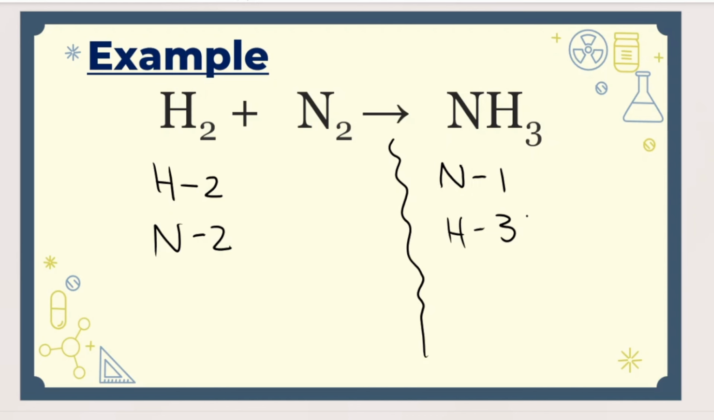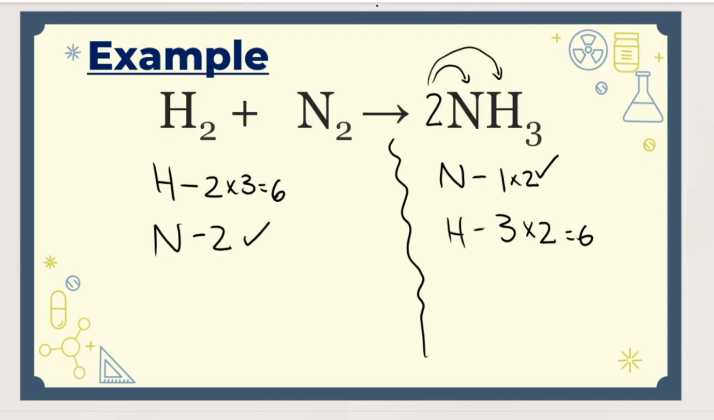So I had to multiply this here by 2 to make 6, and I had to multiply this hydrogen over here by 3 to make 6. That kind of works. And then I'm going to put a 2 over here in front of nitrogen as well, because remember, the big 2 affects the number of hydrogens. So 2 times 3 gives me 6. And the number of nitrogens. So now I have 2 nitrogens on this side and 2 nitrogens on this side. So we're good with the nitrogens.